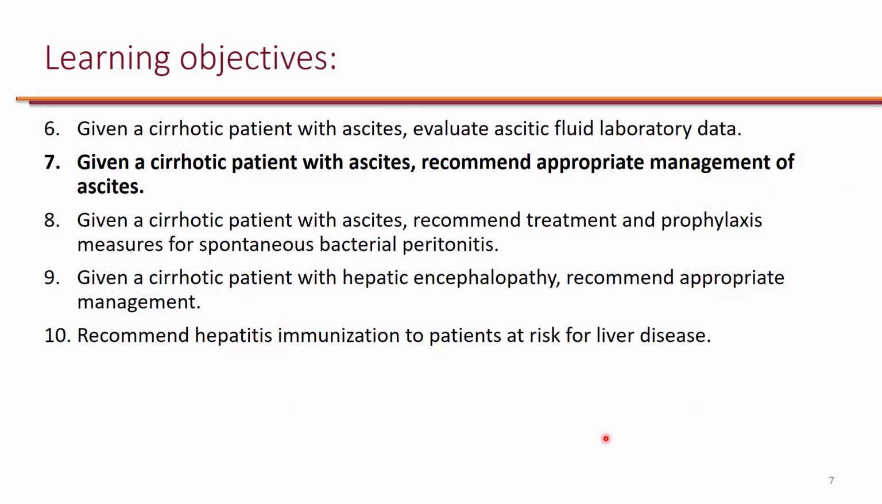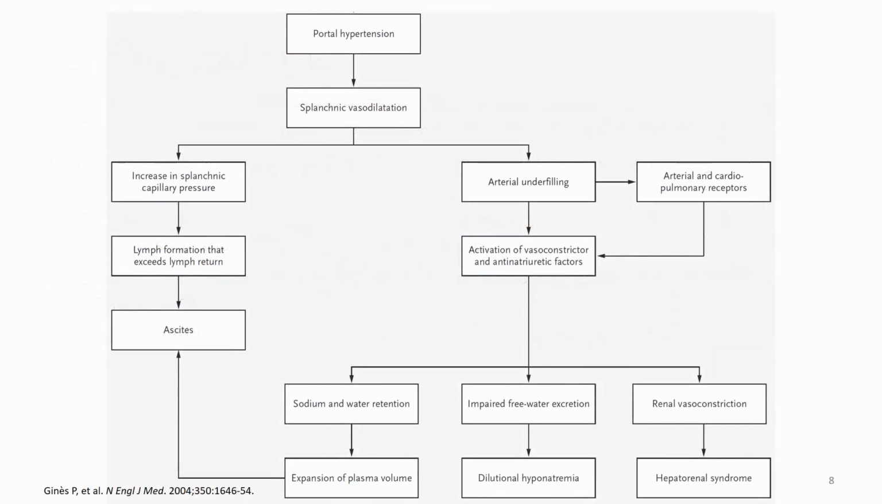The next learning objective is, given a cirrhotic patient with ascites, recommend appropriate management of ascites. So once portal hypertension, when you get these changes in physiology, as I mentioned, vasodilation makes these arteries leaky. So increase in capillary pressure results in lymph formation that exceeds lymph return, and then these fluids collect in the peritoneal space.